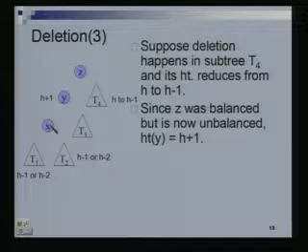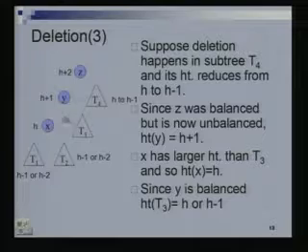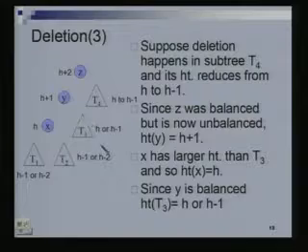Now x is the one which has larger height. So what is the height of x? So height of x is h. What can I say about the height of T3? It can be h or h minus 1. Since y is balanced, this can be h or h minus 1. Yeah, because y is balanced. Good. I'll take these in the next slide.